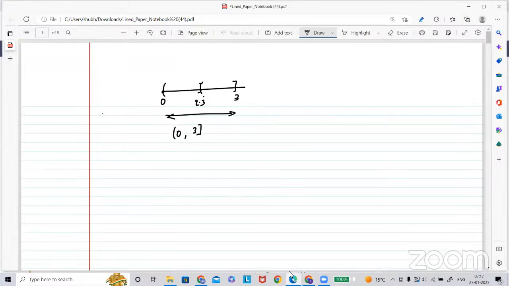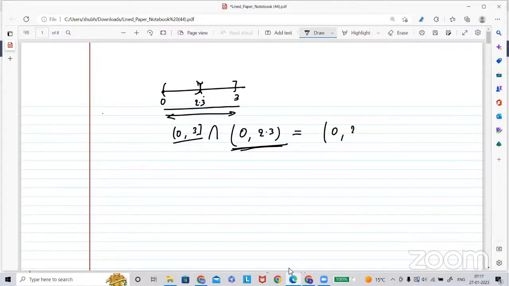Intersection, open 0 to 2.3 open. Now see what is happening here. See, this interval is larger than this interval, right? It is 0 to 3 and it is 0 to 2.3. So this set is open, and this is the whole. If you take the intersection of it, this portion will come, meaning 0 to 2.3 will come.